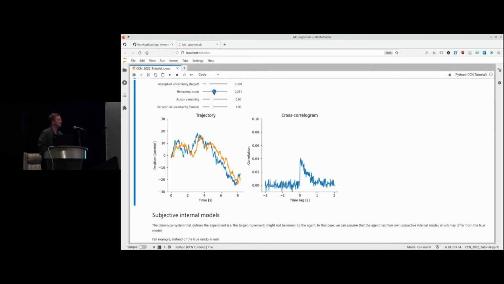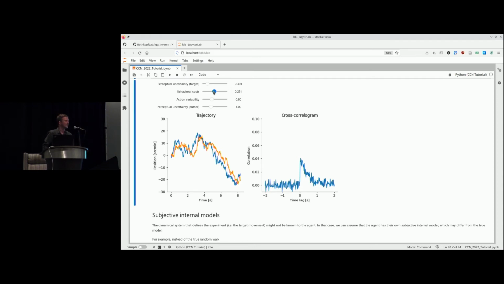Are you just taking the square of the control input for behavioral costs? Yeah, so the question was whether I just take the square of the control inputs for behavioral costs, and that's true. I take the square of the control inputs multiplied by this behavioral cost parameter.